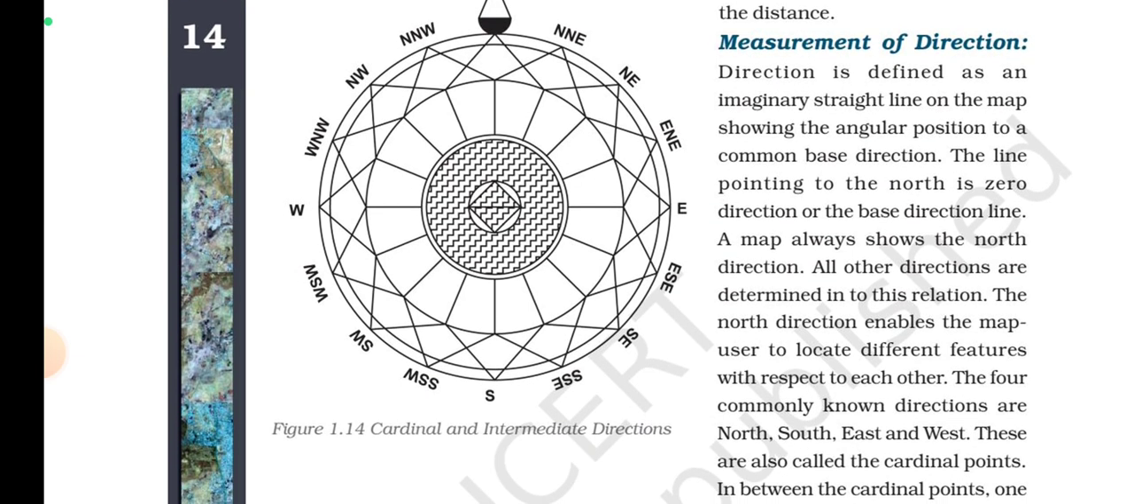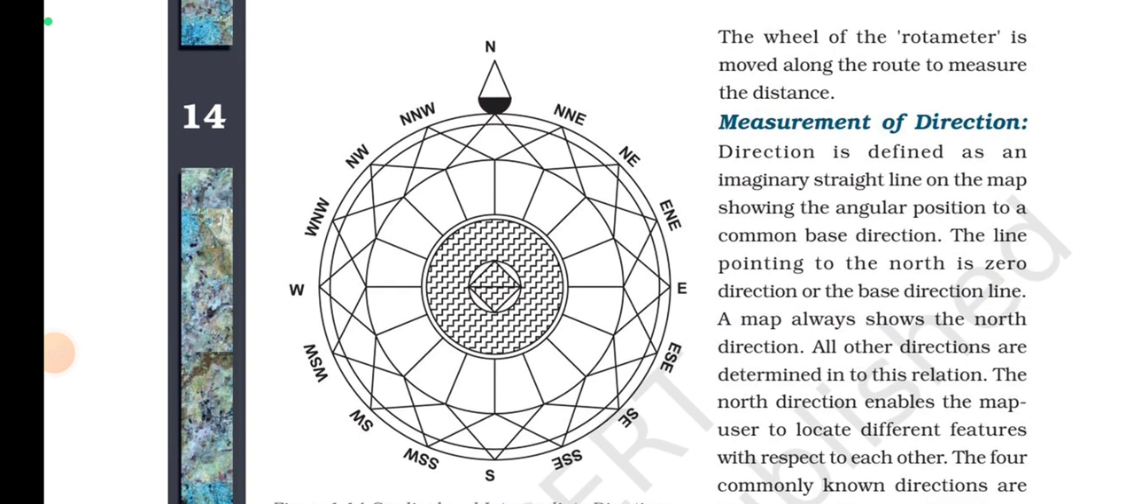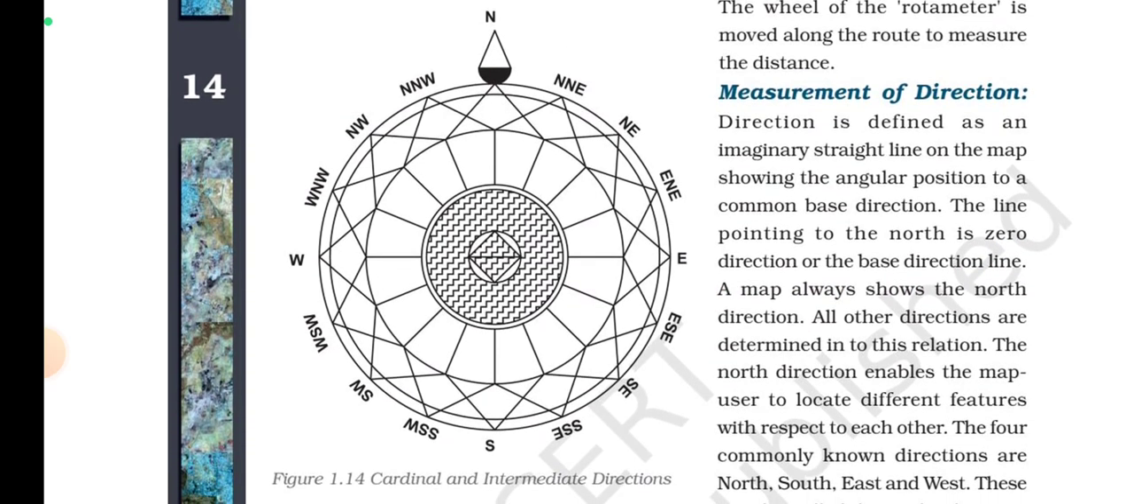Then measurement of direction. Direction is defined as an imaginary straight line on the map showing the angular position to a common base direction. The line pointing to the north is the zero direction or the base direction line. North is also known as the zero direction or the base direction line. You can see in this diagram how many directions there are.